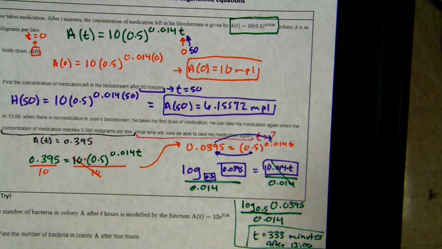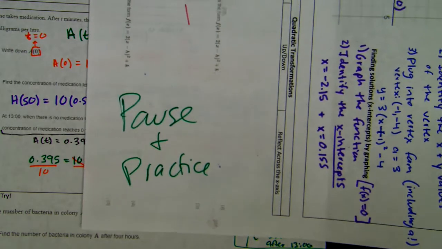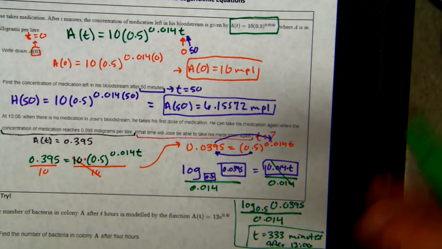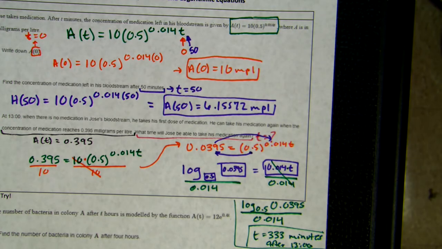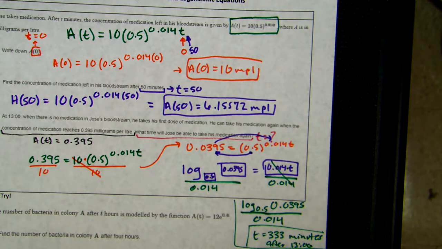At this point, this is the last round of my makeshift pause and practice. You're going to pause and practice, finish the last two problems at the bottom, and then you are 100% done with your review packet.